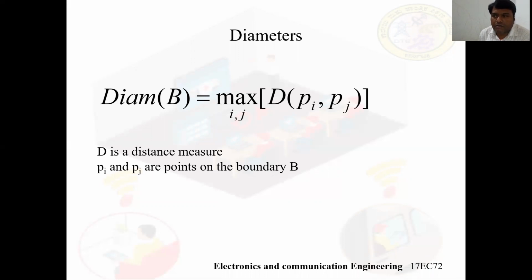Diameter of a boundary B is described as diameter of B equal to the maximum of D of Pi comma Pj, where D is a distance measure and Pi and Pj are points on boundary B.